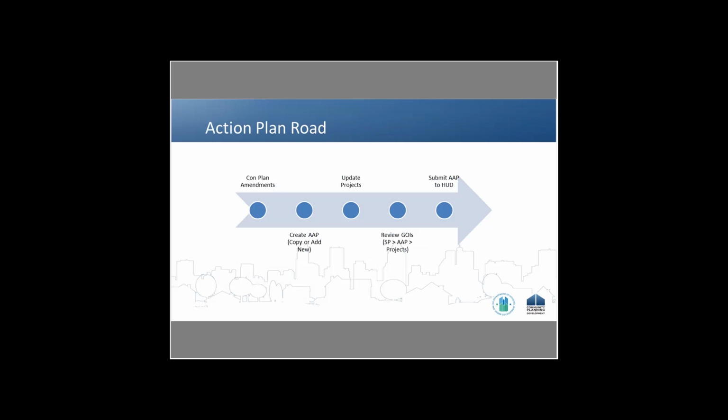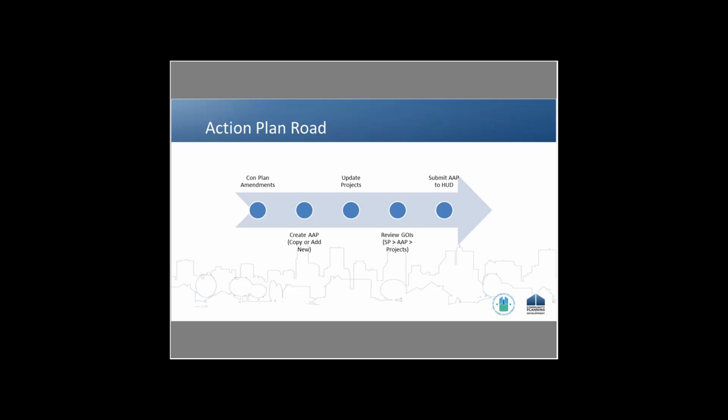Step number one, it begins with any amendments to your comp plan. If you are making an amendment to your consolidated plan, changing a goal, adjusting priority needs, adding or removing a funding source, those amendments to your consolidated plan need to be complete in IDIS before you begin that 2018 action plan.